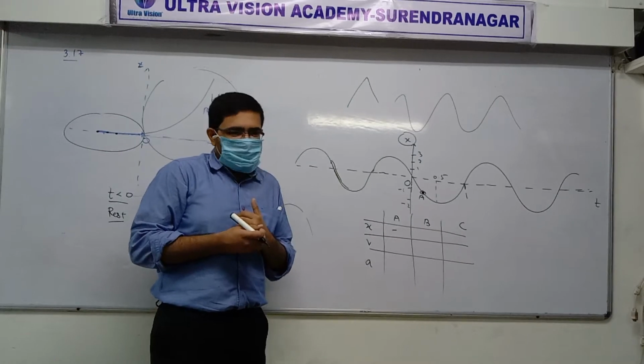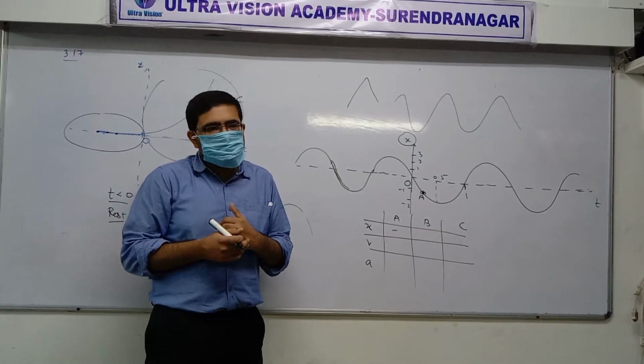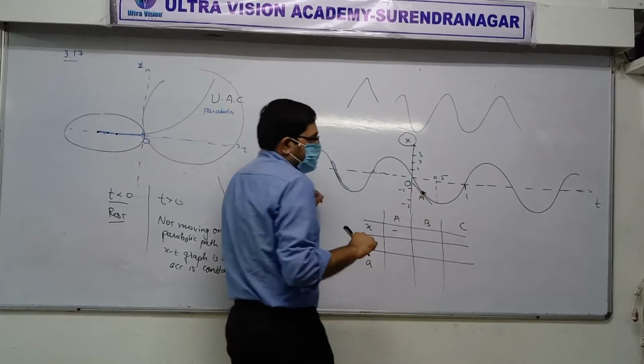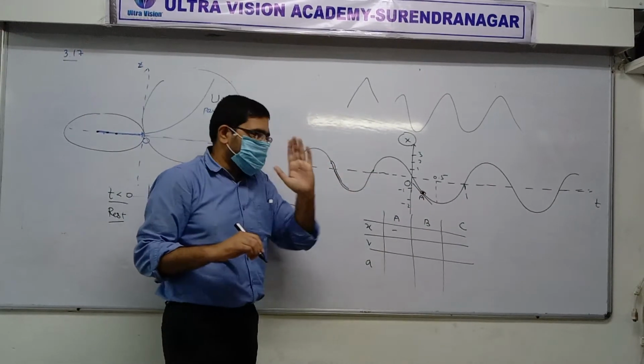Yes, help me. Sir, negative. Velocity is negative. Why is it negative? Because slope of tangent is downward. Correct. Here if you draw a tangent you can see that the tangent has a negative slope. Well done. Sit down.